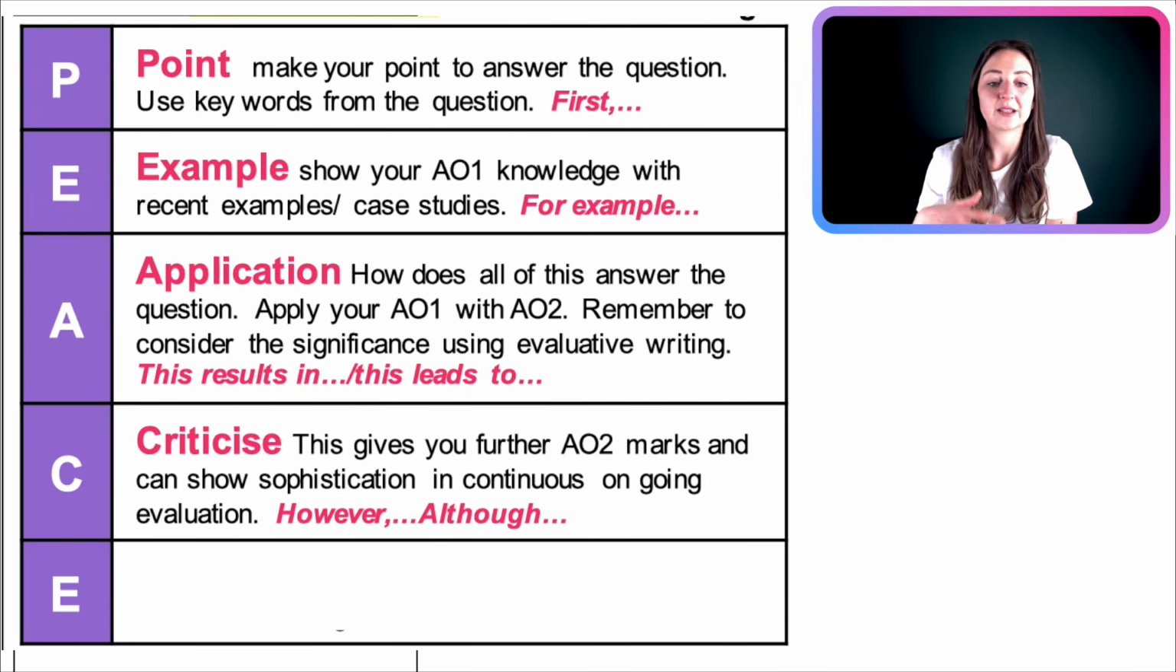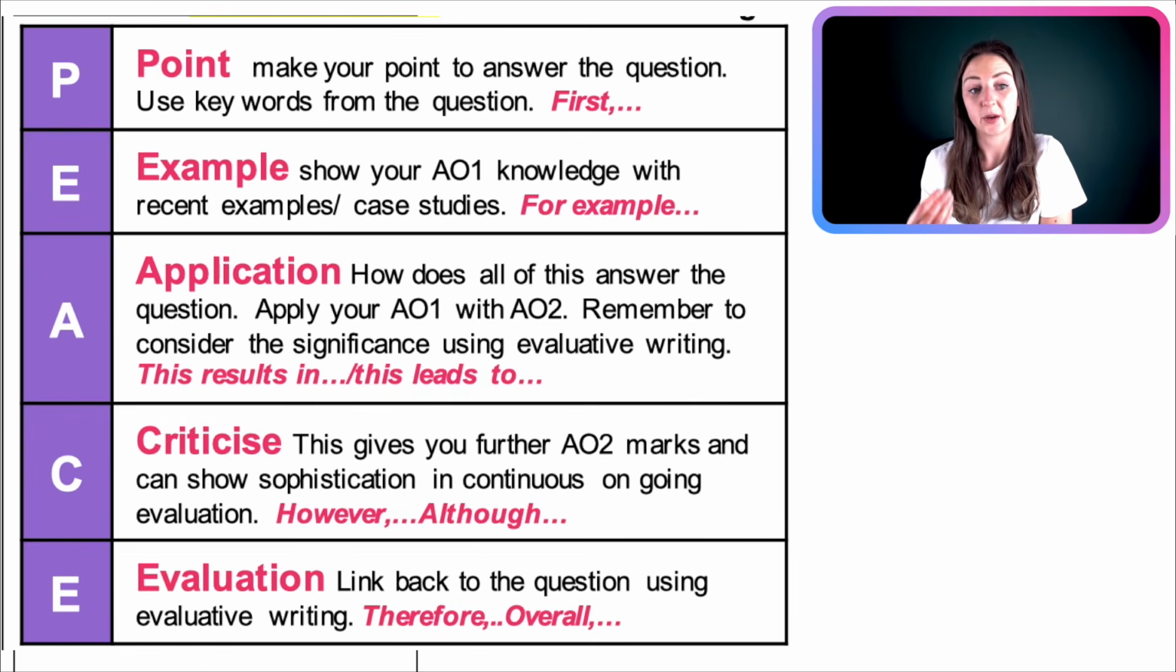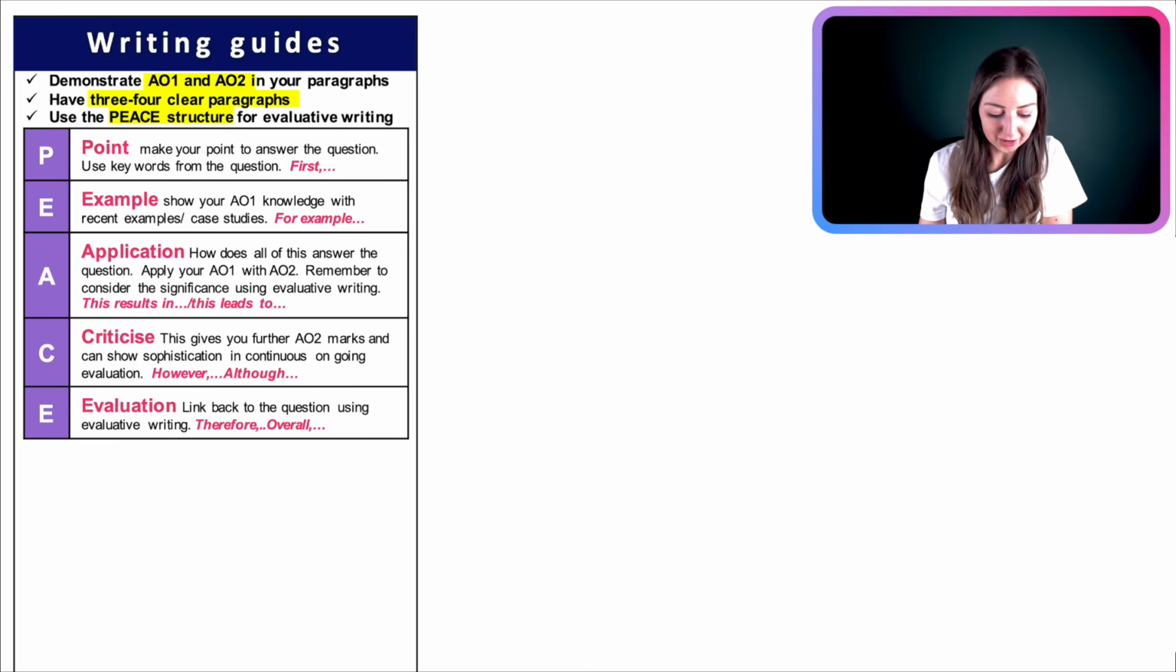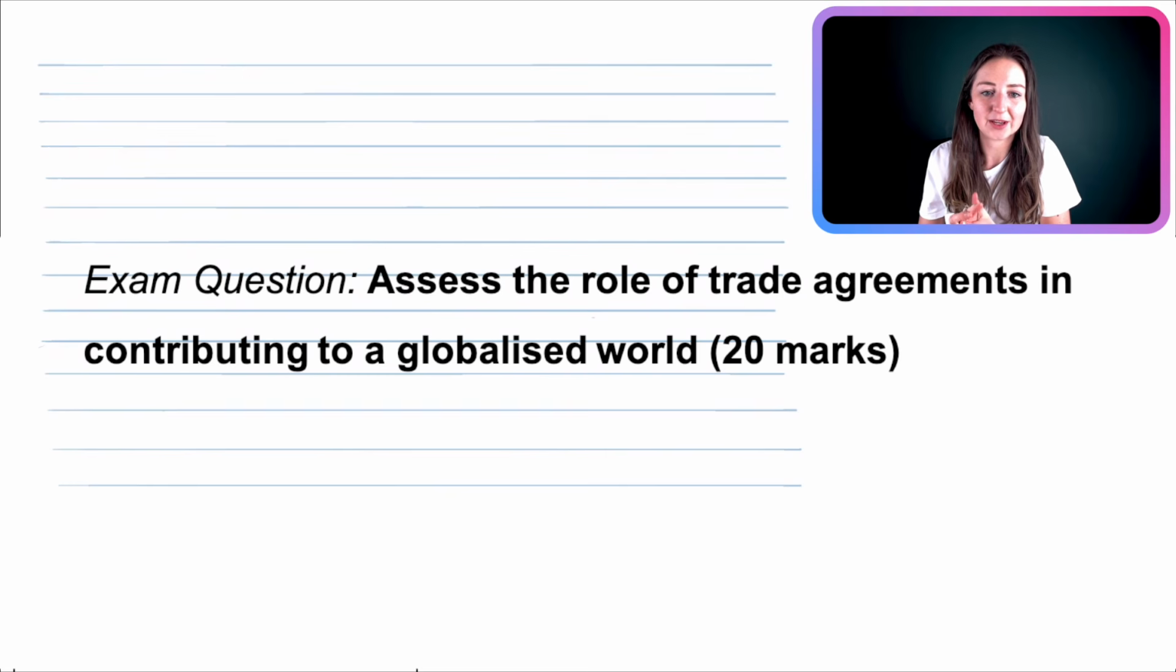And then the evaluation is linking back to the question. So when you're evaluating your writing, how does that link back? So PEEL paragraph. So let's have a go at writing one together. So if we have a look at an example using a PEEL paragraph, I've actually drawn some lines here, so it can hopefully be nice and neat. If we're looking at assess the role of trade agreements in contributing to a globalized world.